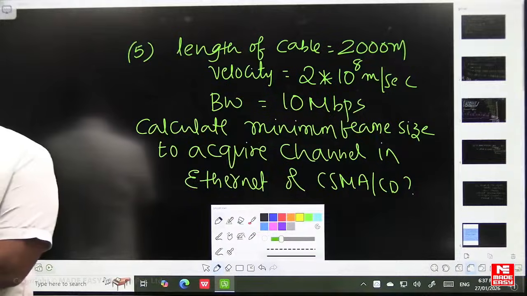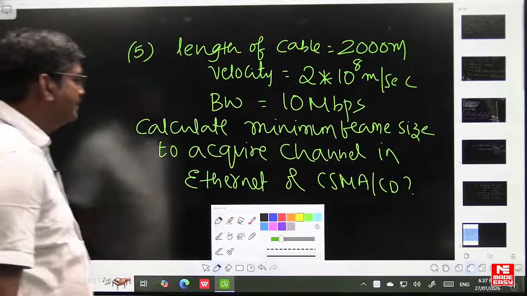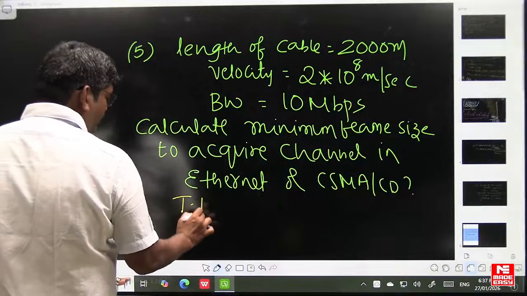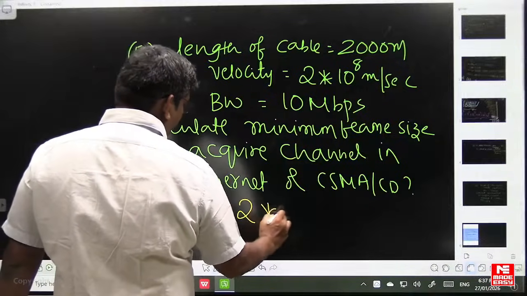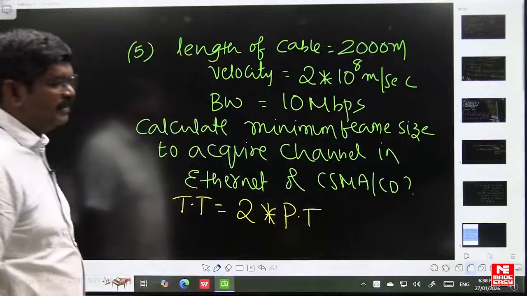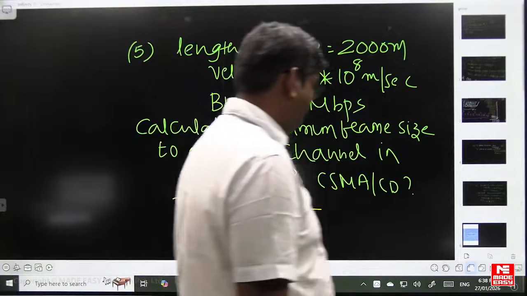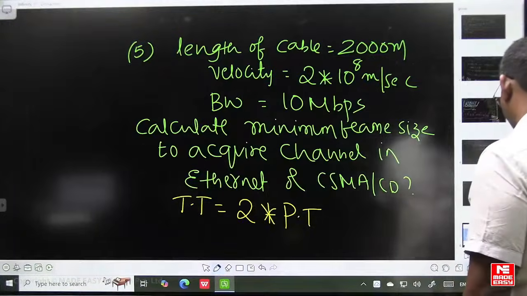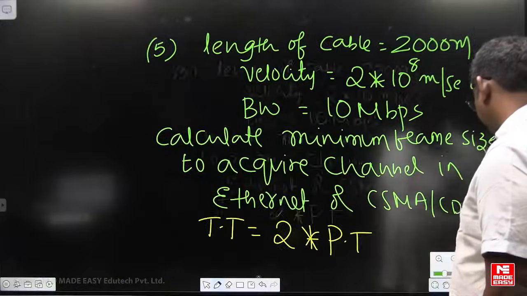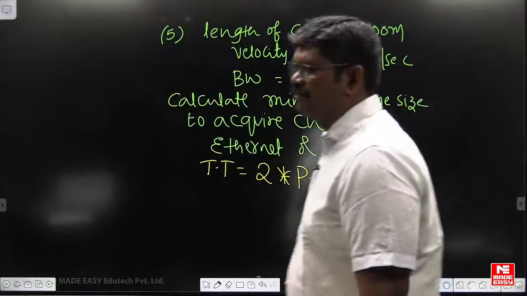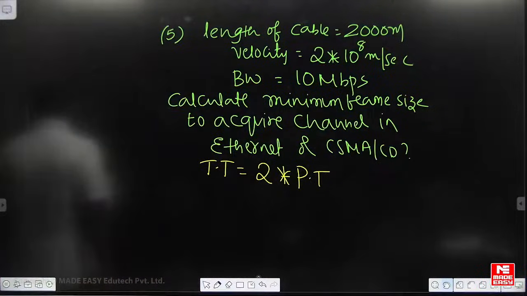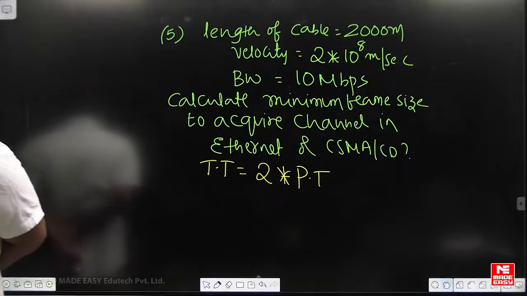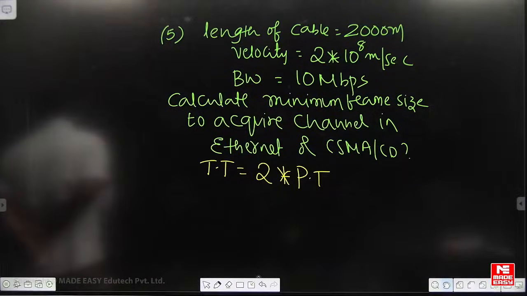Sidhu, nice teaching. Thank you very much. So here you can observe the condition that should be satisfied should be TT should be equal to what? 2 into PT. Please try. Shipra telling 200 bits and Kalash telling 200, nearest 200, Yadav 2000. Let's see.